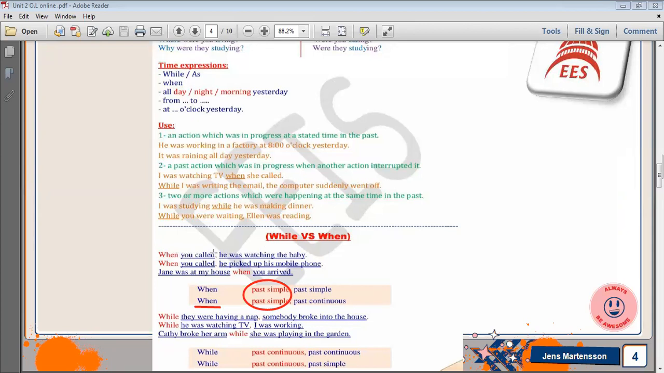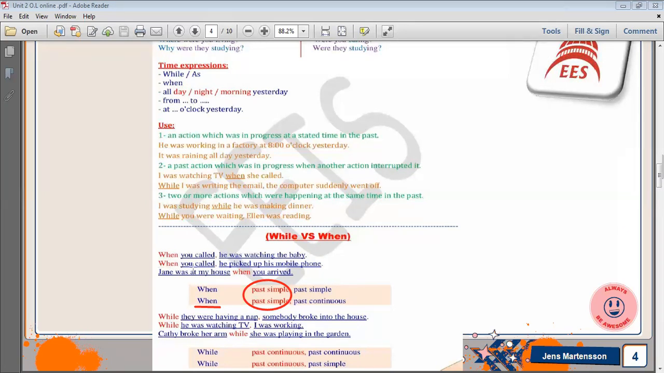When you called, he was watching the baby. Okay, so we have a long action, a continuous action in the past. He was watching the baby, and then you interrupted that action when you called. So I have a long action in the past and a short one, and the short one interrupted the long one.